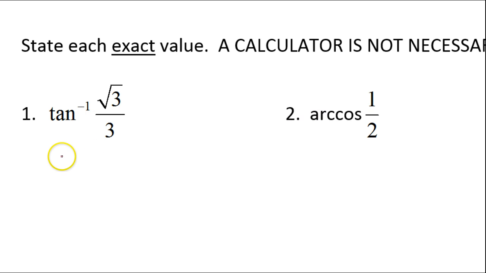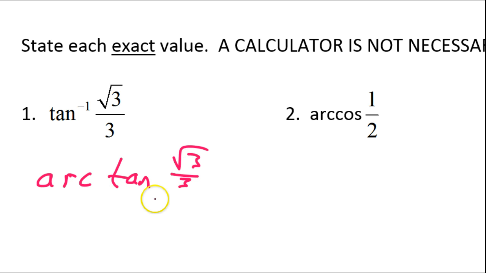Both of these are examples of inverse trig functions. Tangent with a little -1 on it, inverse tangent, would be the same thing as arctangent of radical 3 over 3. These are the same thing.